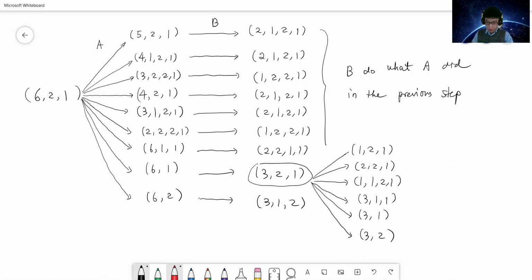So let's see, we list all cases here. This is for Arjun. So let's check if we miss any case. Okay, I think we have all cases included. Yeah, and now what Beth can do is to make it symmetric.